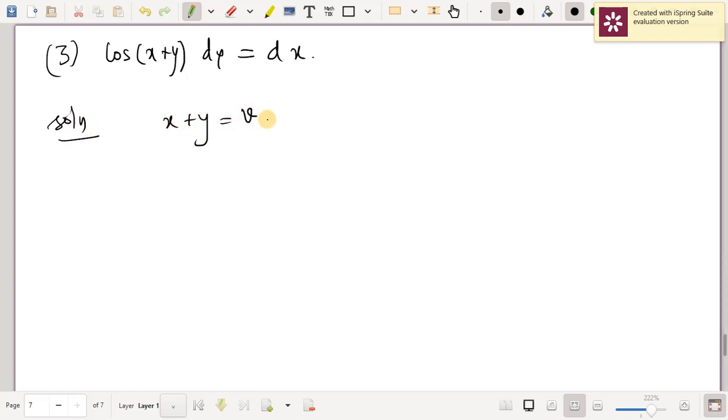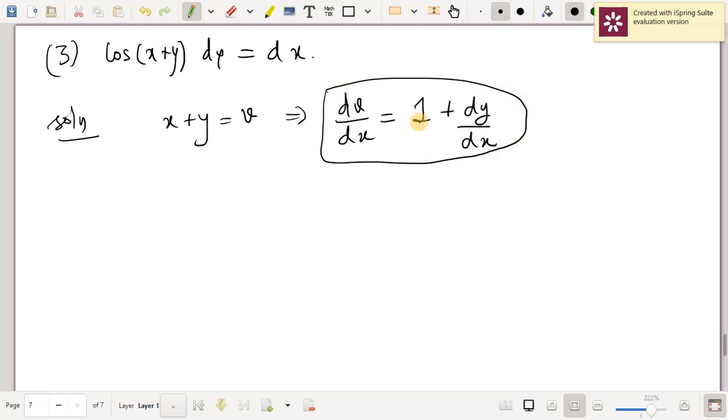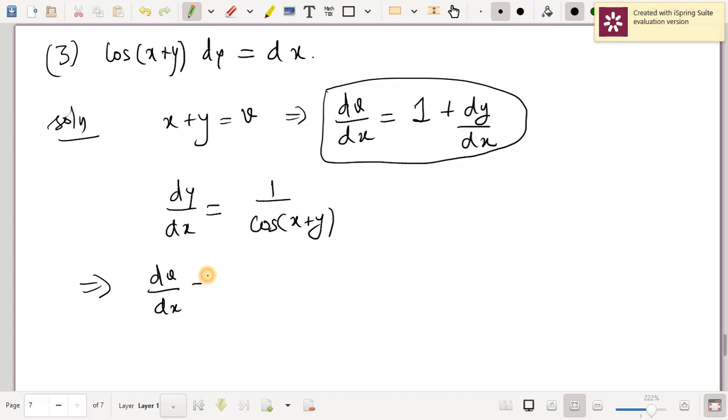So the best thing you can do over here is to try x plus y as a new dependent variable v, which says that dv by dx is the derivative of x plus y with respect to x, that is 1 plus dy by dx. So that's your dv by dx. That means dy by dx you will replace by dv by dx minus 1. Now the same equation can be written as dy by dx is equal to 1 upon cos of x plus y in the general form. So dy by dx, which is dv by dx minus 1, equals 1 upon cos of v, since x plus y is v.